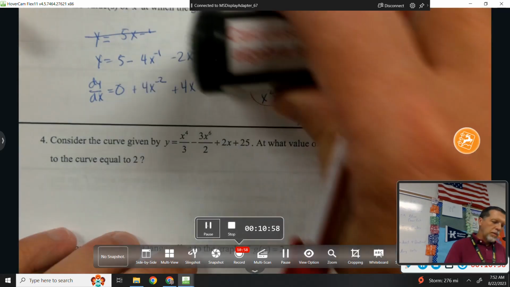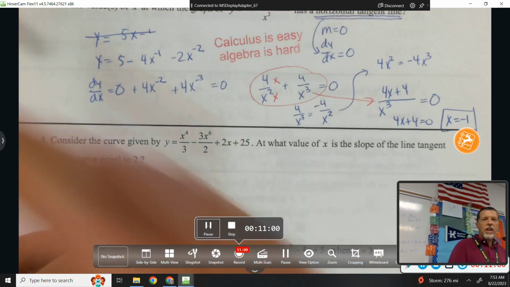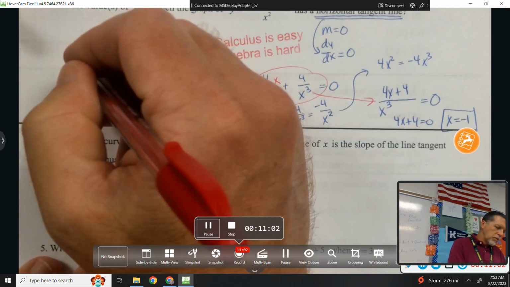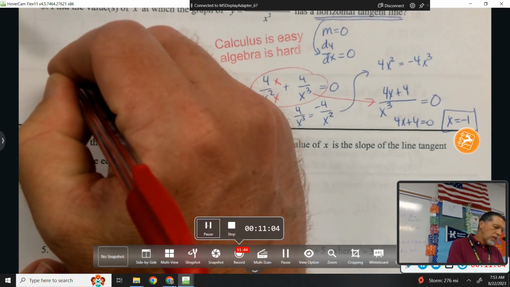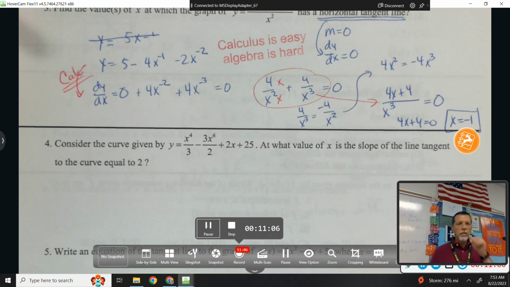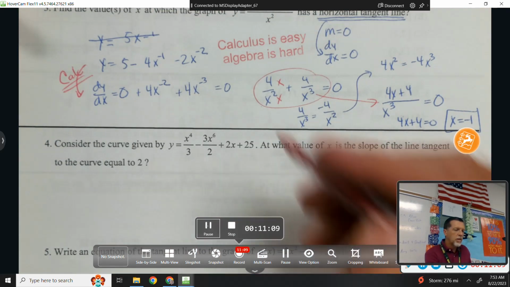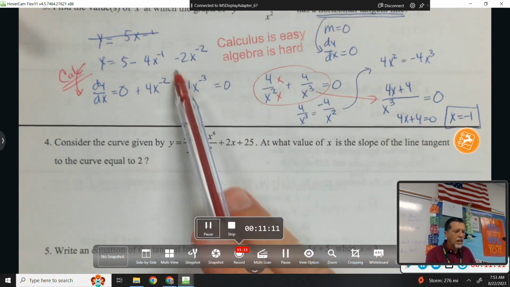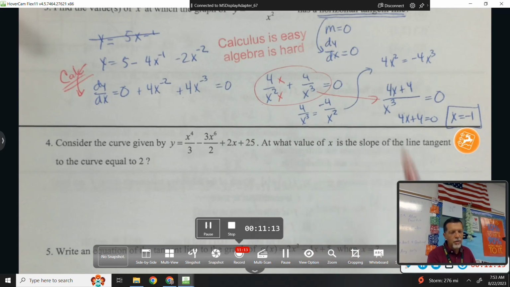This problem deserves the stamp because there was one calculus step in the whole problem. The rest was algebra. It's like 1/5 calculus and 4/5 algebra.